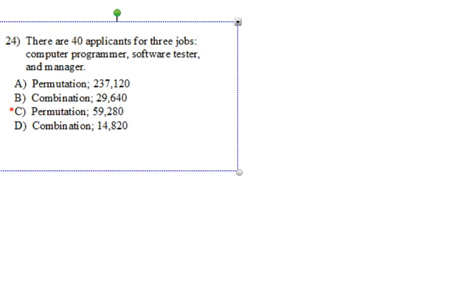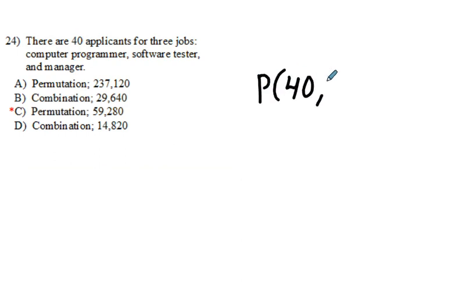24 says there are 40 applicants for 3 jobs: computer programmer, software tester, and manager. Since order is important because each person has a different position, we're doing a permutation. From 40, we are selecting 3. When you type that in a calculator, you're going to get C.